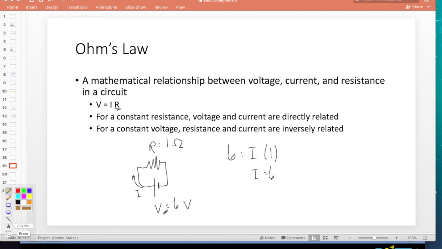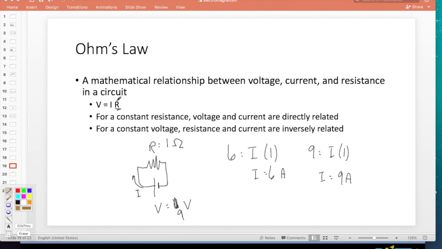What happens if I replace this battery with a 9-volt battery? So instead of a 6-volt, I have a 9-volt. What's that going to do to my current? V equals IR. 9 equals I times the resistance of 1 ohm. My current is going to be 9. By the way, what's the unit for current? It's amps, right? So this makes perfect sense. If the voltage goes up, the current also goes up as long as the resistance stays the same.